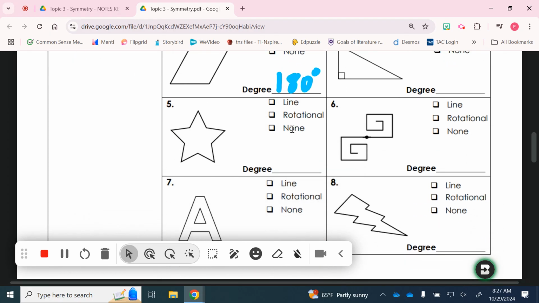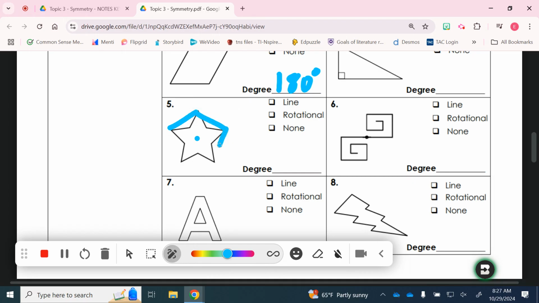All right, let's take a look at the star. If we look at the star, let's work with rotational symmetry first. Again, I put a point in the middle. Will this map onto itself before 360 degrees? Yes. The question is how much. One tip or trick: if I draw this out, it looks like a pentagon, right? So it's going to have rotational symmetry of 360 divided by 5. What's 360 divided by 5? 72. So this will have 72 degrees of rotational symmetry.